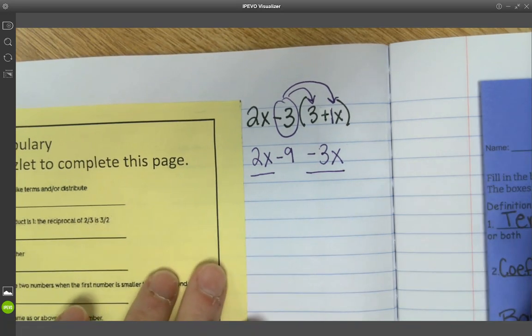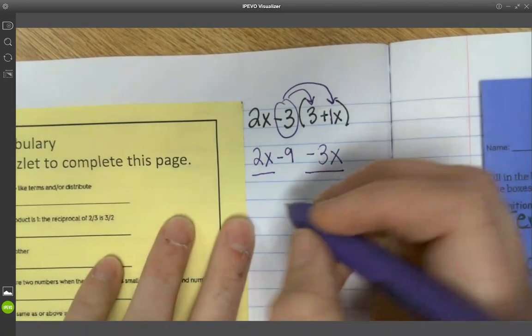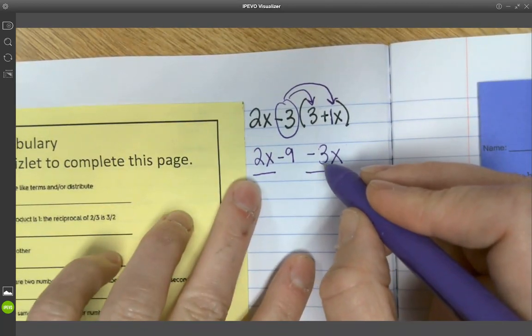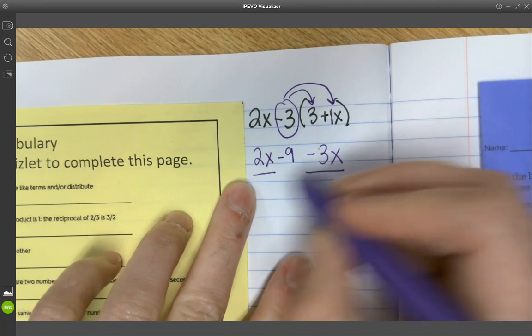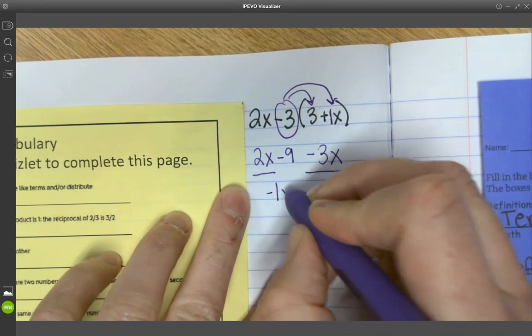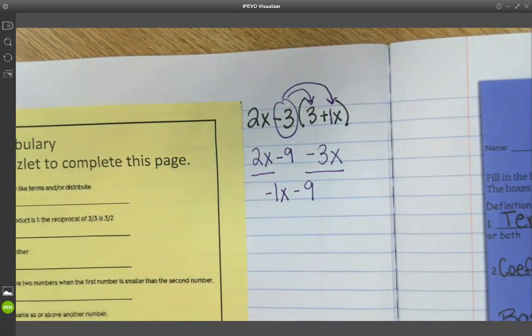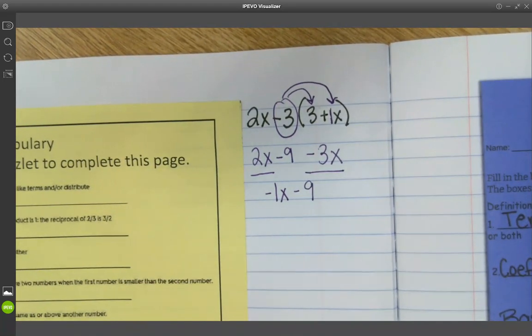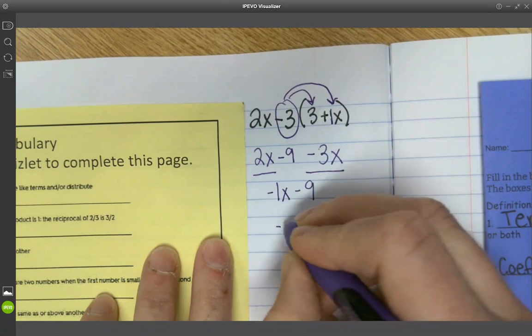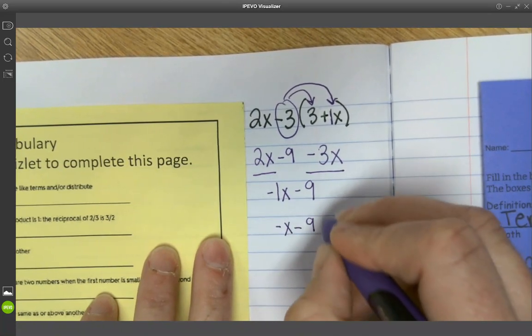Which, if they're different signs, you subtract and keep the sign of the larger. So 2 minus 3 is 1, but we keep the sign of the larger, so it's a negative 1x minus 9. You just carry down the minus 9. So you subtract them? Mm-hmm. You could also write this as negative x minus 9.